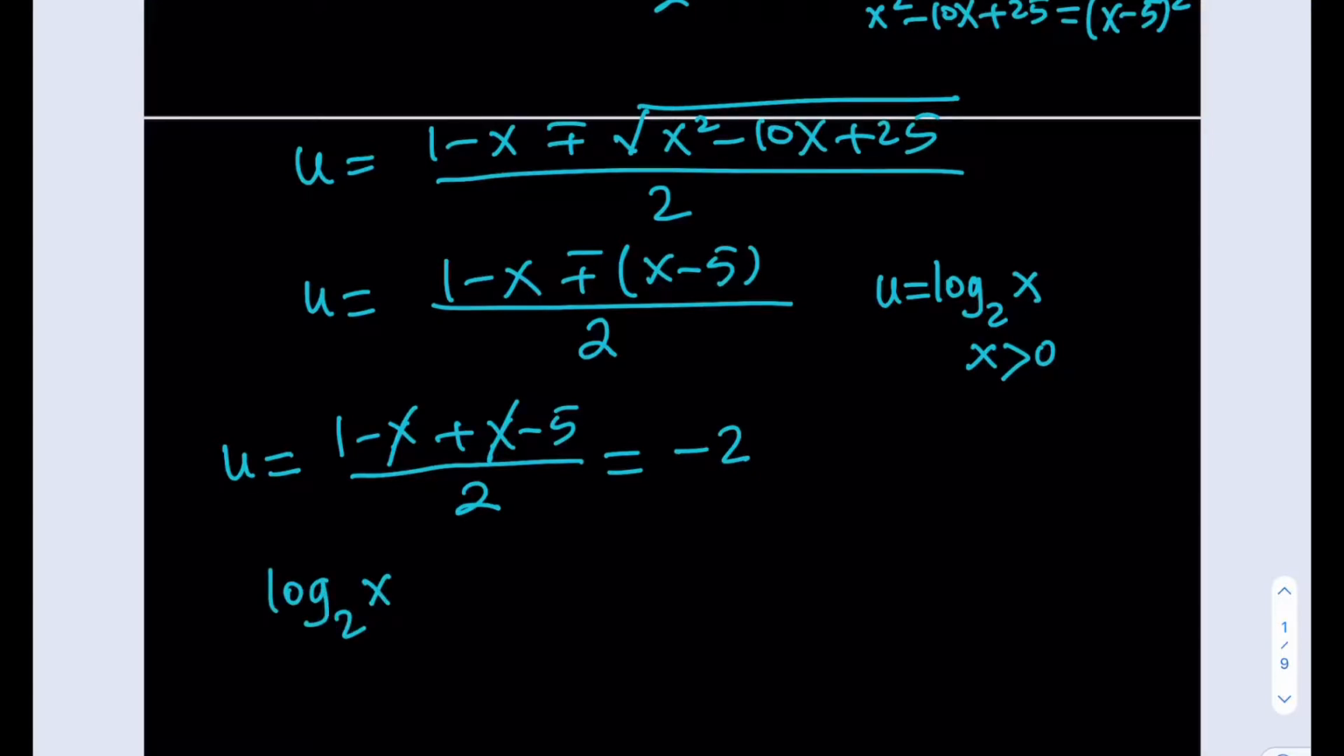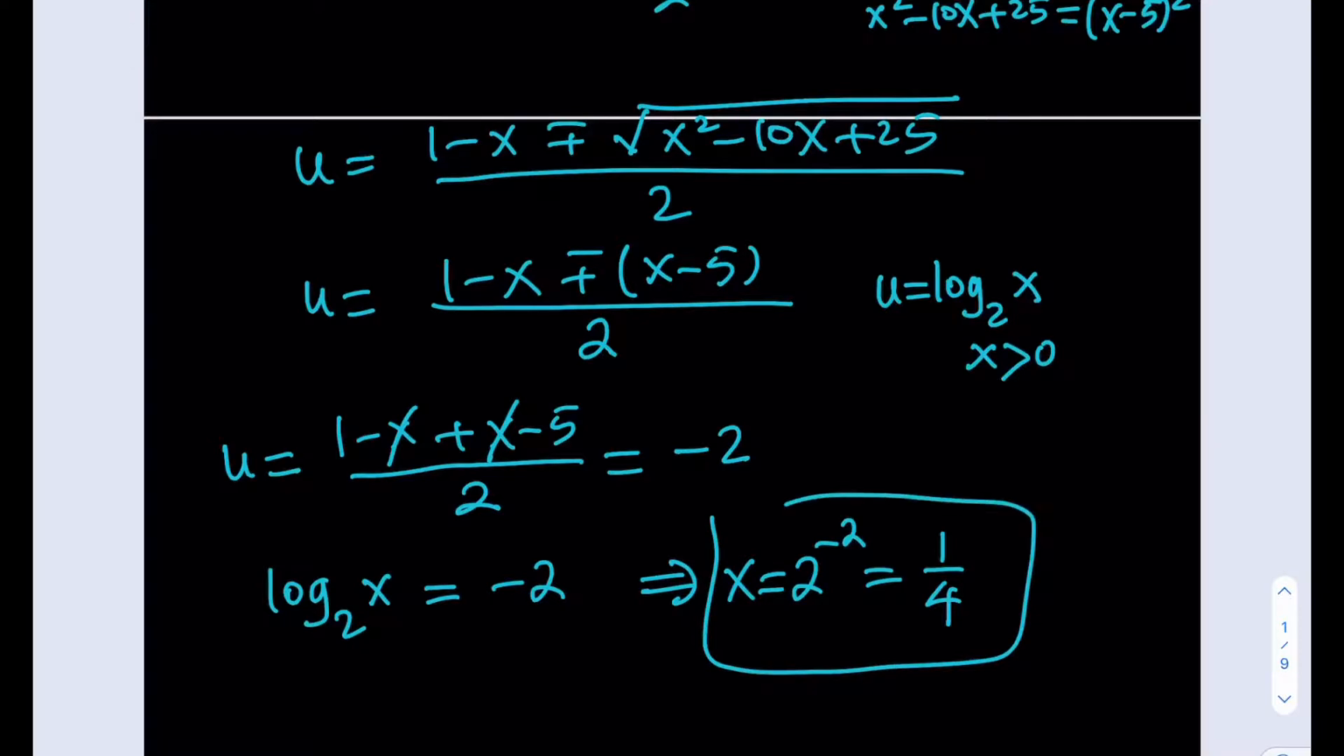Log of x base 2 is equal to u, which is negative 2. Using the definition of logarithms, x is going to be 2 to the power negative 2 from here, which is 1/4. So our solution satisfies the domain of the function, so we'll accept it. 1/4 is going to be one of the solutions.